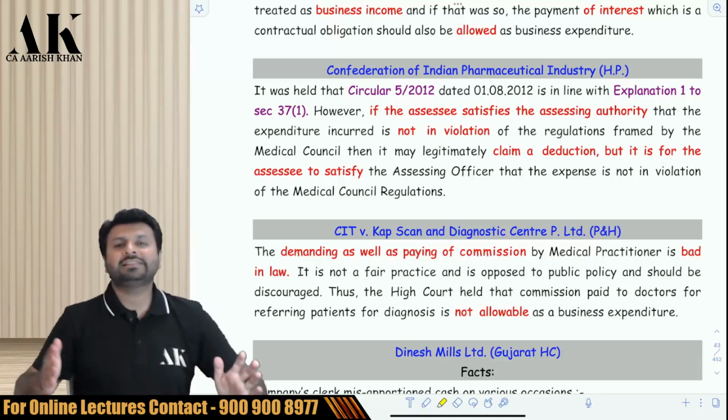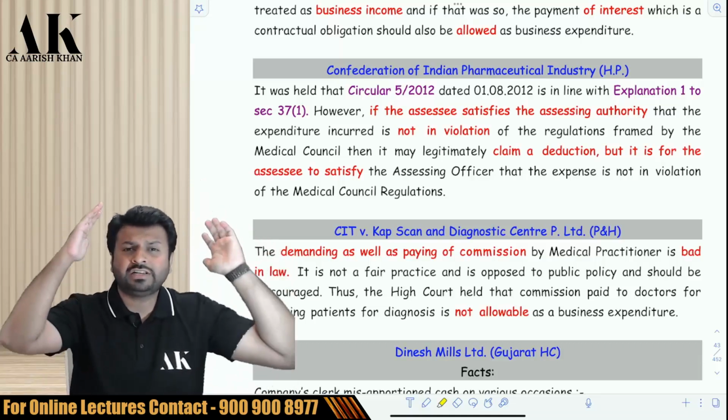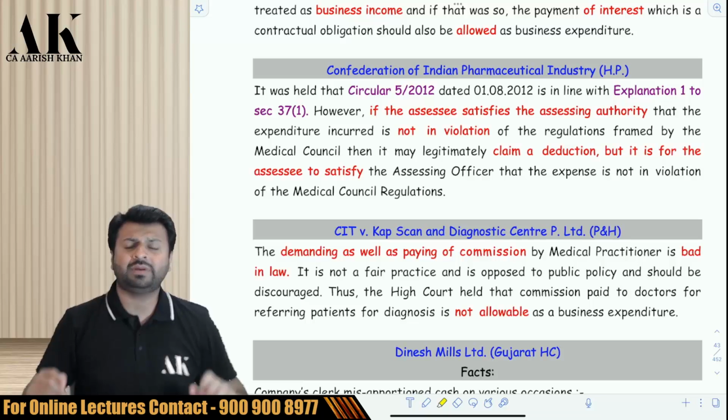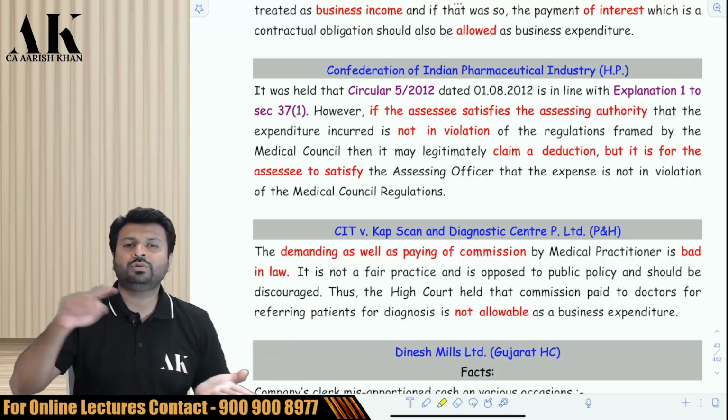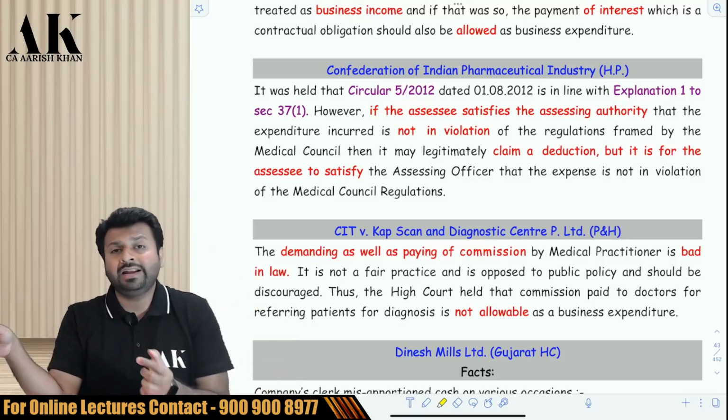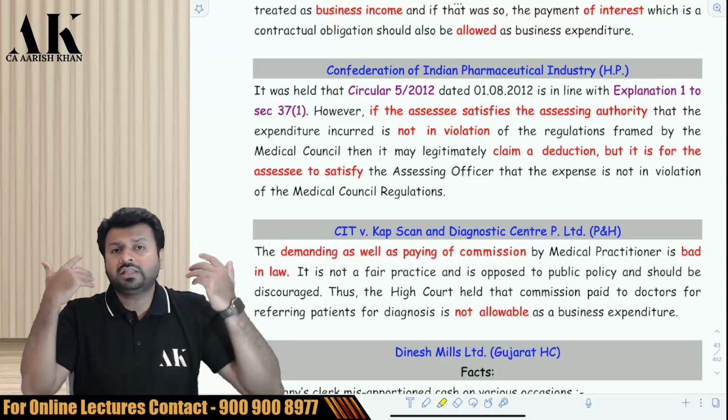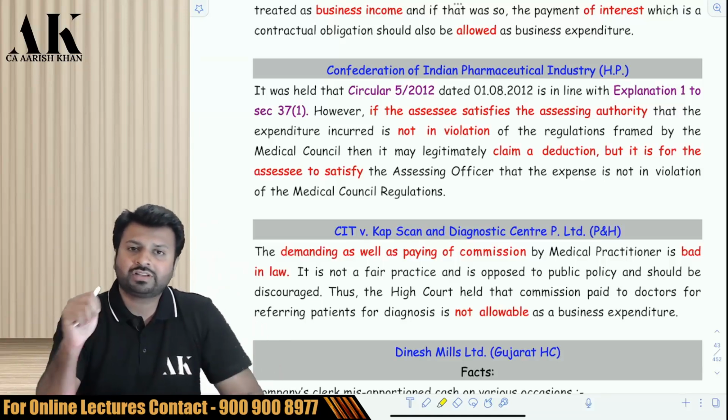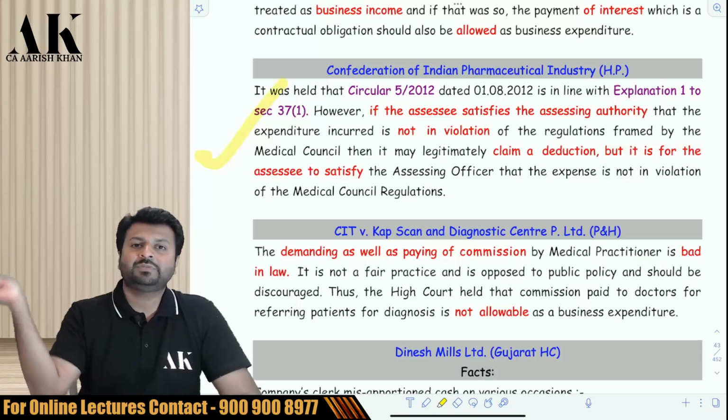On one hand, the government says that such expenditure has to be disallowed because this is in violation of Medical Council Act, Medical Council regulation. On the other hand, the High Court says that if it is not violating any regulations of Medical Council, then it shall be allowed also. So the High Court is not clear over here in this particular judgment whether the expenditure should be allowed or not.